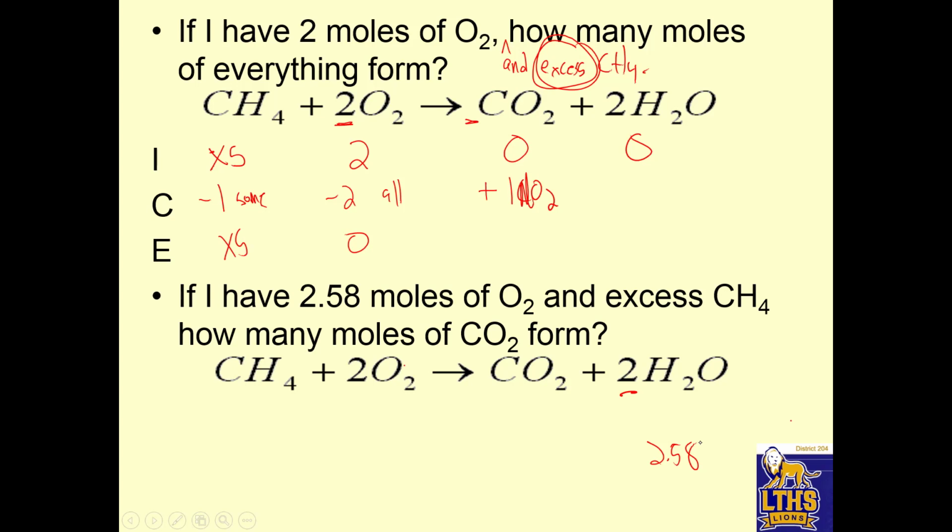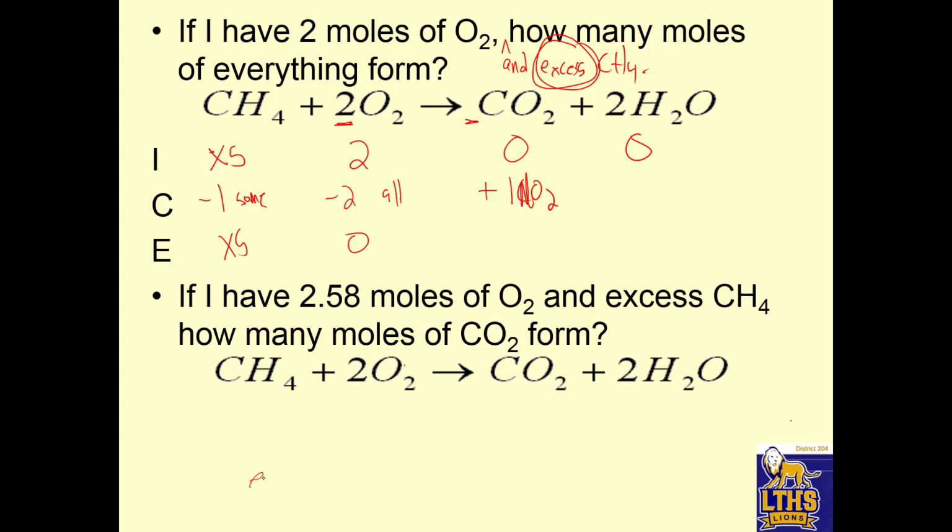Boy, that is really a bizarro mystery here. This will still be excess. This is going to be 0 in the end. So this is excess. This is 0. This is going to be 1.29. And this is going to be 2.58. If anyone can tell me why these numbers are disappearing, I would be interested in hearing it, but I don't know. So that would be the answer, 1.29 moles of CO2, 2.58 moles of H2O.